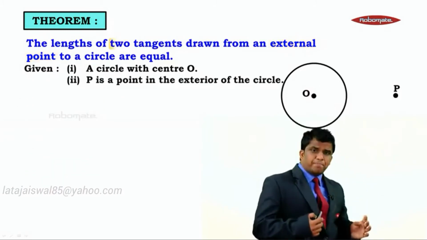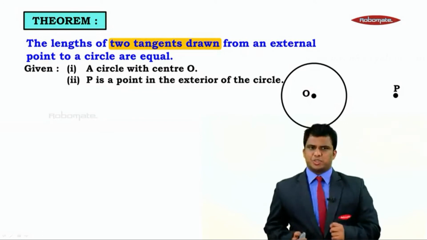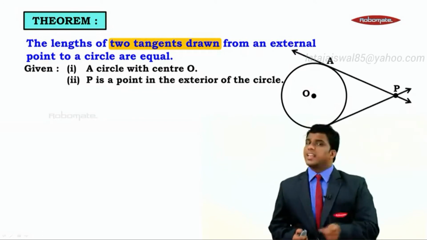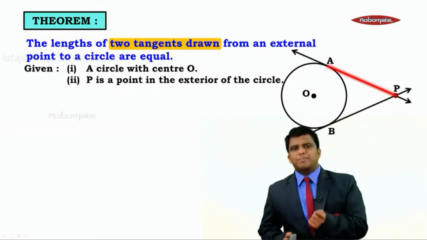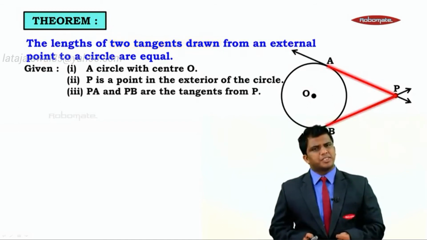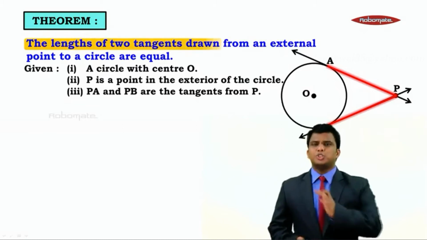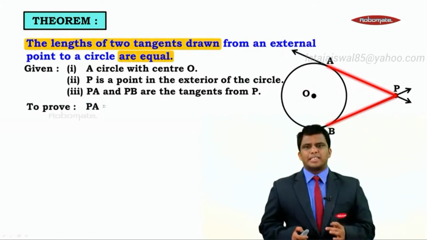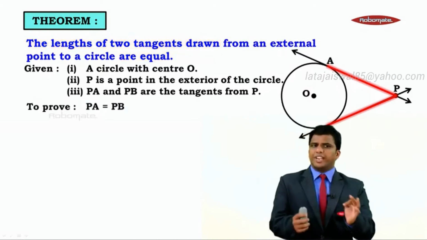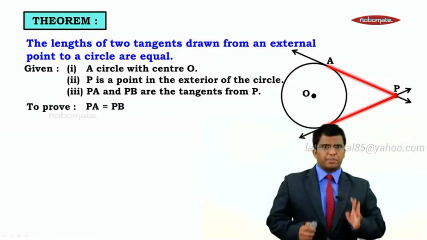And from this point P, we need to have two tangents to the circle. So let's draw the two tangents. PA and PB are the tangents from P to the circle. Remember, A and B are the points of contact. We need to show that the lengths of these two tangent segments are equal. So we need to prove PA equal to PB.